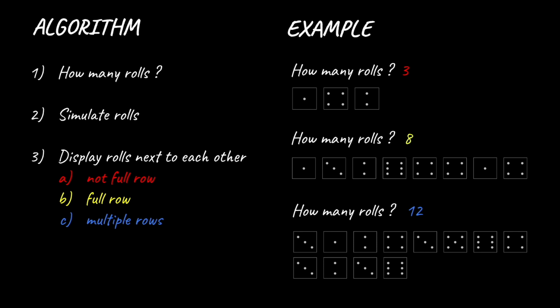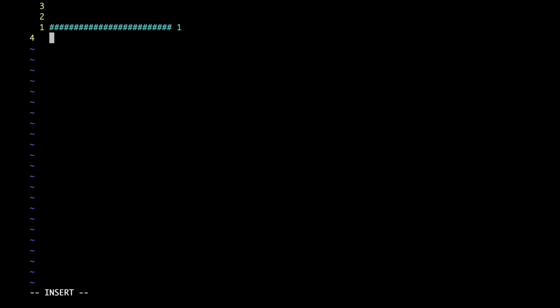Great, hopefully we are on the same page and now it's time for coding this. Let's start with step number 1. Here we're gonna ask the user how many dice to roll. To do that, we're gonna use the input function and assign the result to a variable.